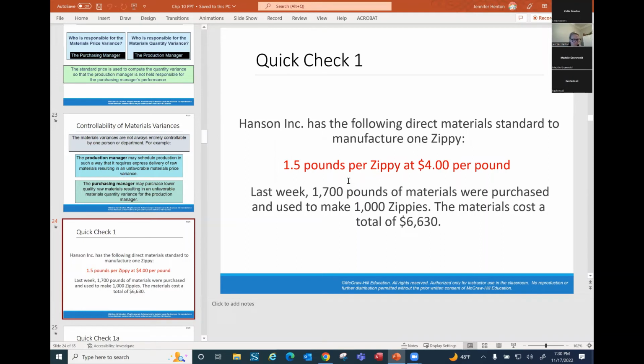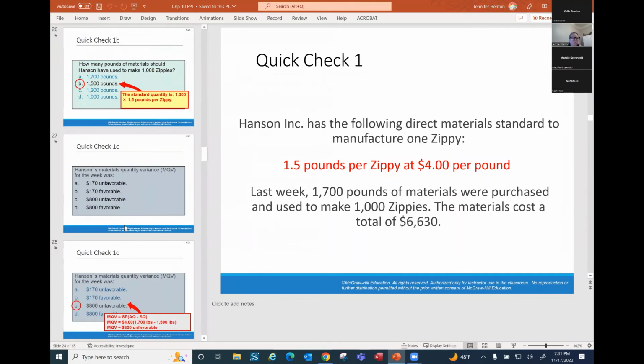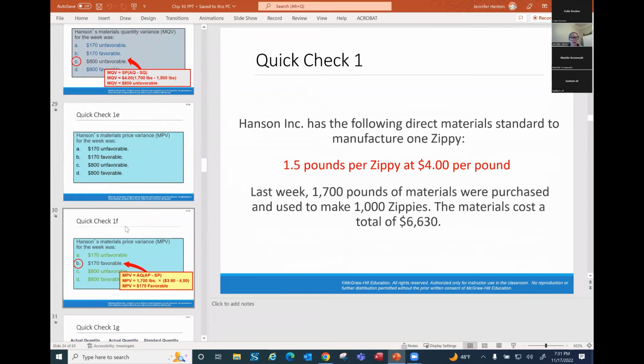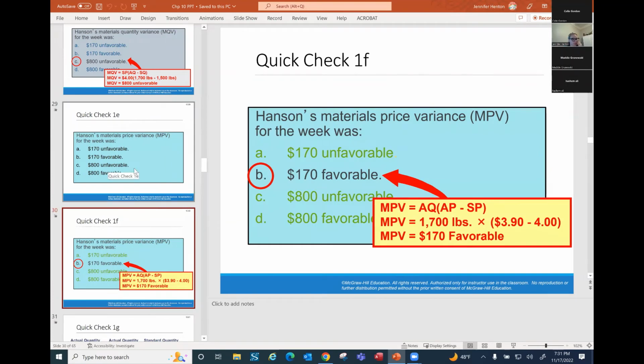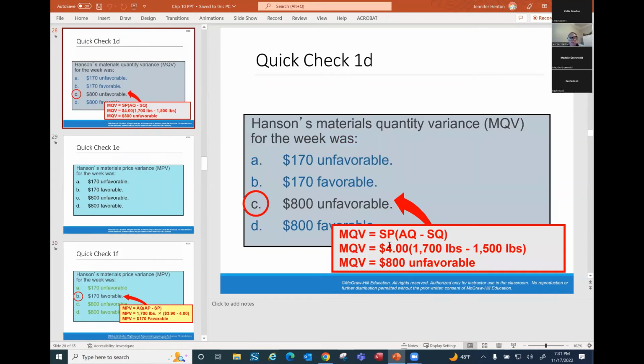So the standard price was $4 per pound, and we have to look to see what we were estimating. It tells us 1,700 pounds of material were purchased, and the estimate was 1,500, right? So the actual was 1,700, we had a standard of 1,500, the difference is 200 times the 4, we get an $800 unfavorable balance. So our standard price and then the difference between the quantities.